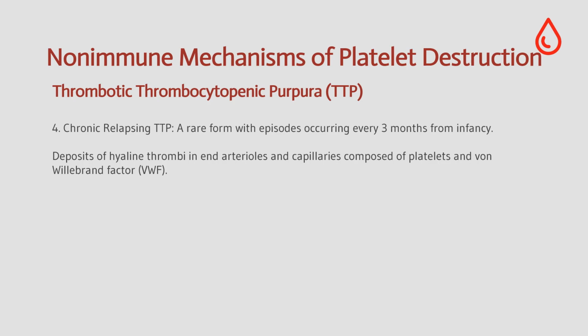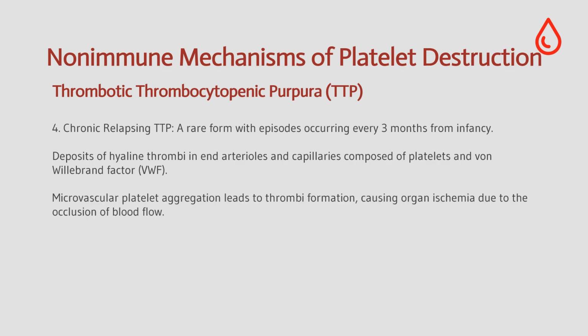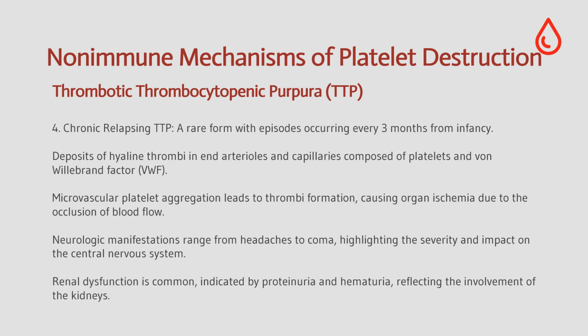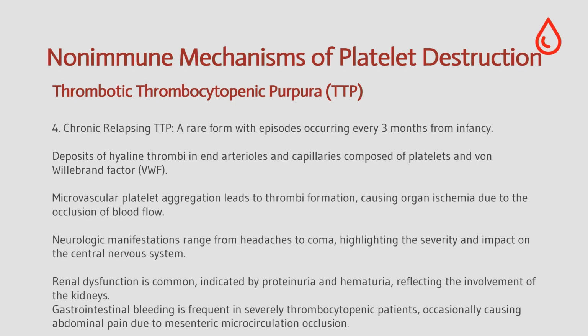Deposits of hyaline thrombi in end arterioles and capillaries are composed of platelets and von Willebrand factor, VWF. Microvascular platelet aggregation leads to thrombi formation, causing organ ischemia due to the occlusion of blood flow. Neurologic manifestations range from headaches to coma, highlighting the severity and impact on the central nervous system. Renal dysfunction is common, indicated by proteinuria and hematuria, reflecting the involvement of the kidneys. Gastrointestinal bleeding is frequent in severely thrombocytopenic patients, occasionally causing abdominal pain due to mesenteric microcirculation occlusion.